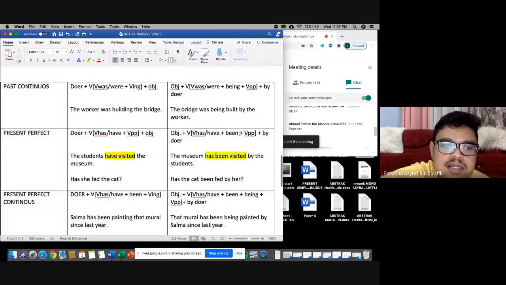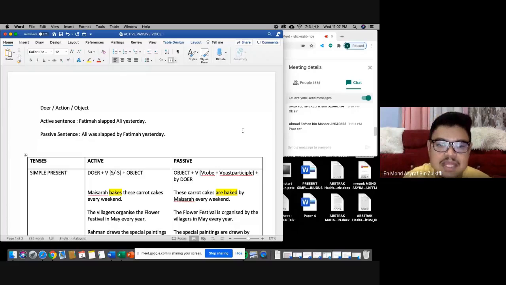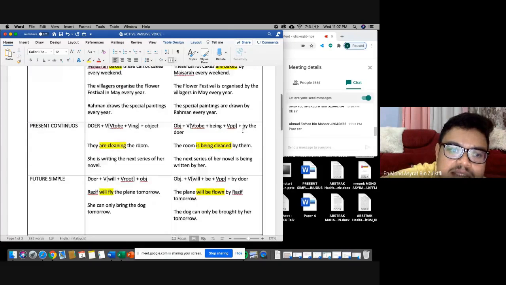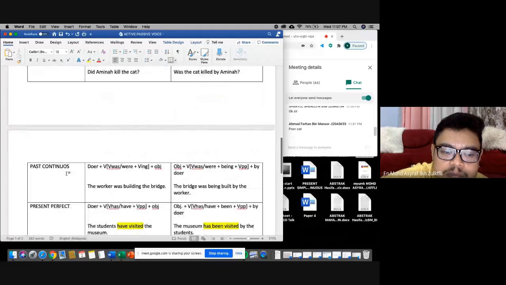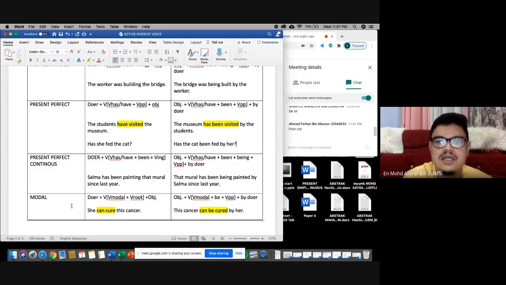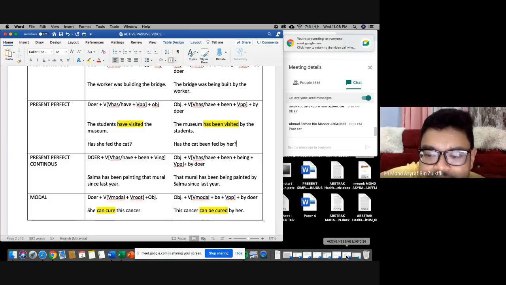Okay, so that's it for tonight. I don't want to look at too many things, right? Okay, so any question? Are you guys okay? So we looked at the simple present tense, present continuous, future simple, simple past, past continuous, present perfect, and modal, right? Present perfect continuous, we will look into it later. Okay, any question?